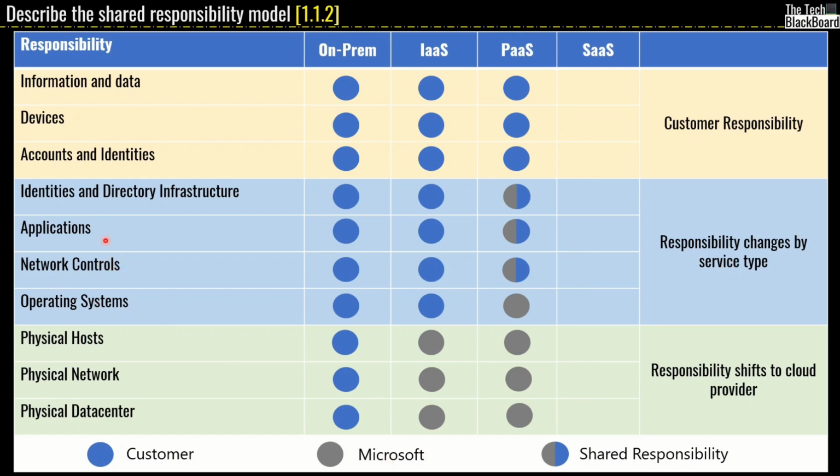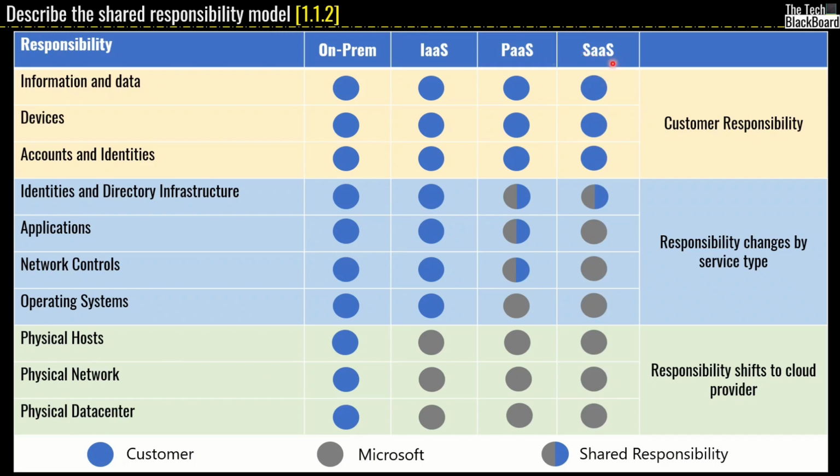For network controls, applications, and identity and directory infrastructure, in these three layers, now you can see these dual colored circles, which means that some part of the responsibility is with the cloud service provider and some part is with the company or the individual users like you and me. Moving up, we can see the responsibility to maintain accounts and identities, devices and information and data still lies with the customer.